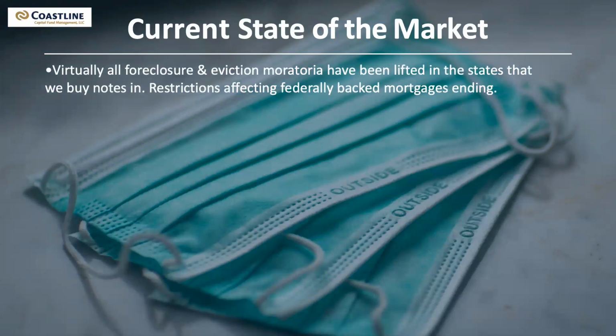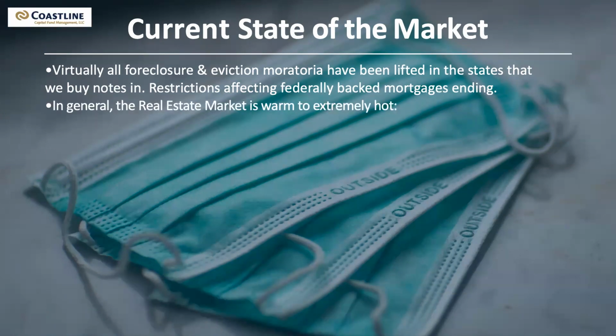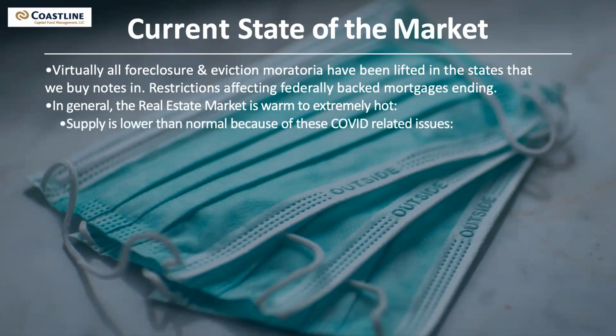So this is a 30,000-foot overview from our experience in the market. Virtually all foreclosure and eviction moratoria have been lifted in the states that we buy notes in. Restrictions affecting federally backed mortgages are ending. In general, the real estate market is extremely hot, and this, in our opinion, is due to supply issues because of COVID. Fears are causing some homeowners to not list their homes for sale. Less supply.